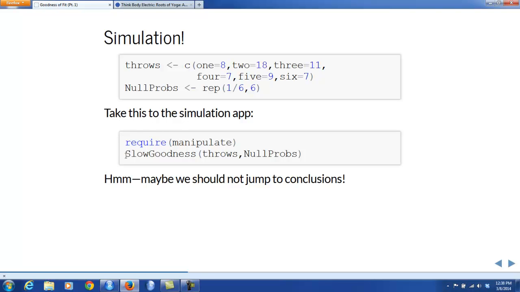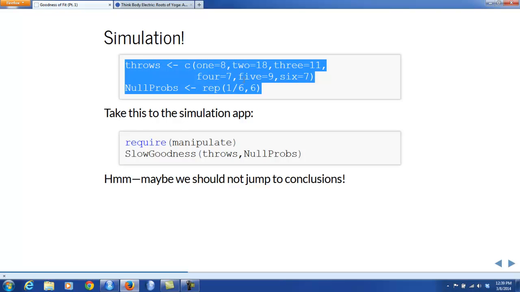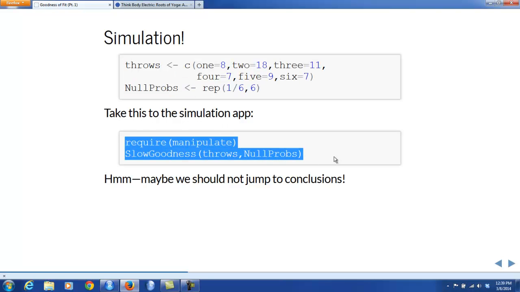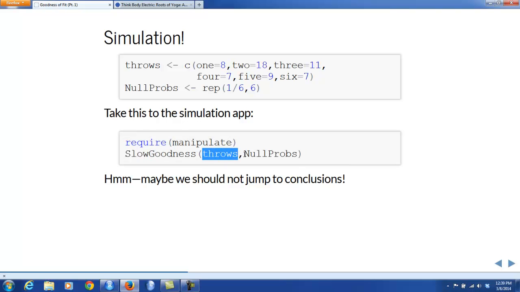We have an app to do the simulation. It's called slow goodness. All you have to do is feed it the observed counts, throws, and the null probabilities. Let's give it a try. We're going to need to run this code, and then we're going to need to run this code so that slow goodness will know what throws and null probs are.